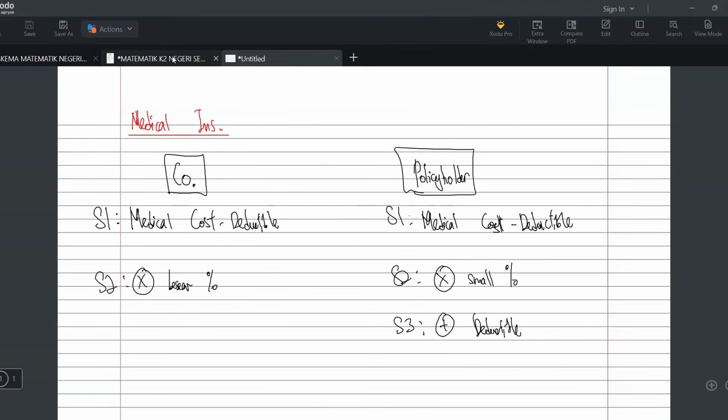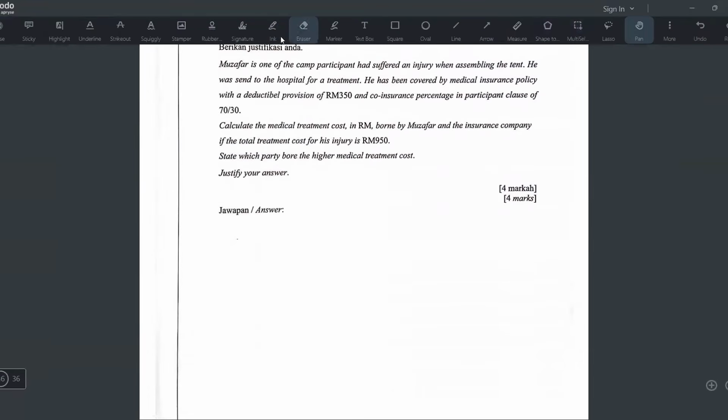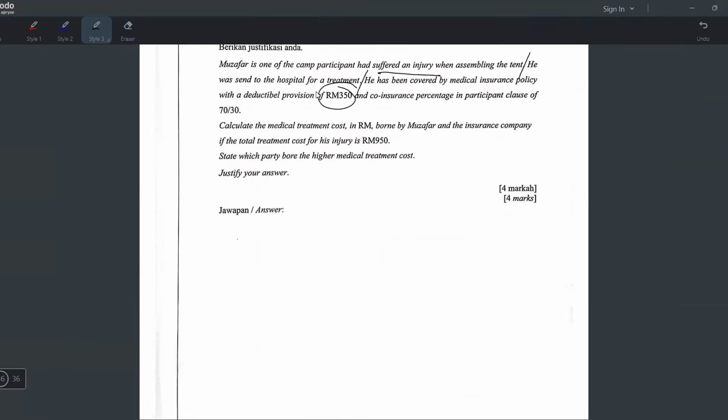Okay. So, with that, now let's do this question. Okay, D. Muzaffar is one of the camp participants who suffered an injury when assembling the tent. Okay, he suffered injury. He was sent to the hospital for treatment. Okay, he has been covered by a medical insurance policy with deductible 350. Okay, that's the deductible. Co-insurance, you see, there must be one big percentage and one small.